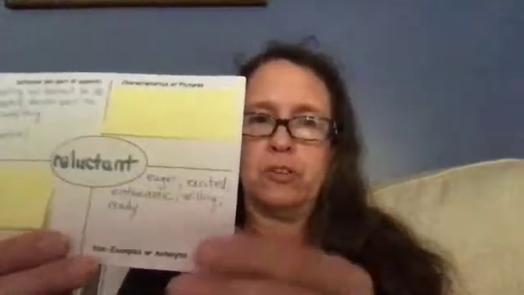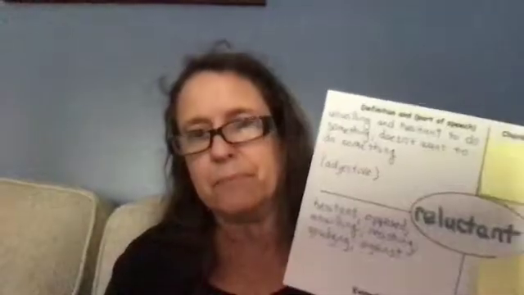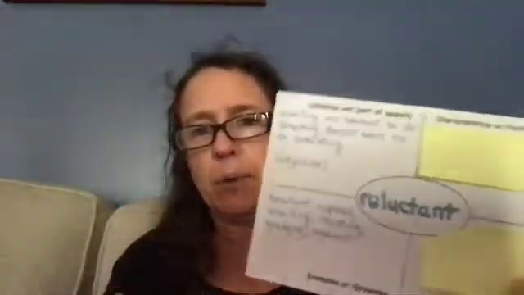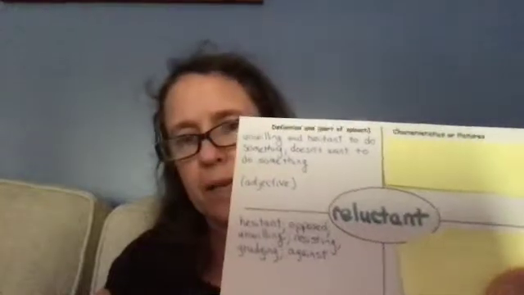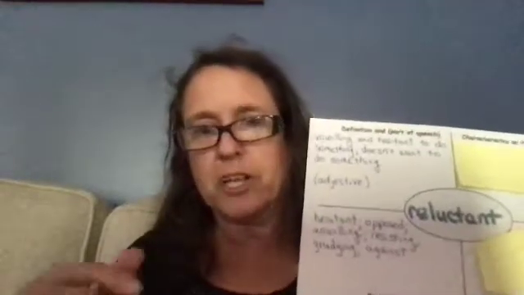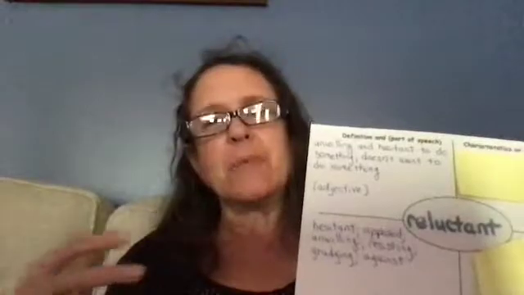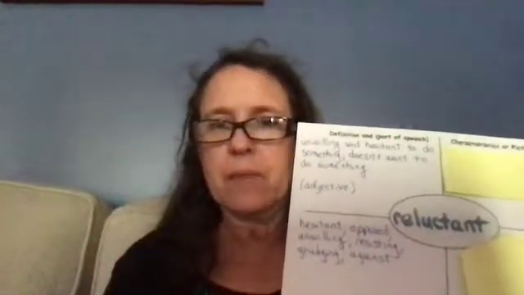So, based on the Frayer model, one of the other things that we're going to look at is examples or synonyms. So we're going to use some other words that could mean reluctant. So we talk about that with the class. Whenever you don't want to do something, what are some of the other words we can use? So here are some: hesitant, opposed to, unwilling, resisting, grudging, against. These are all things that we don't really want to do.